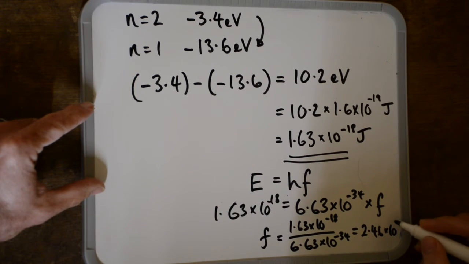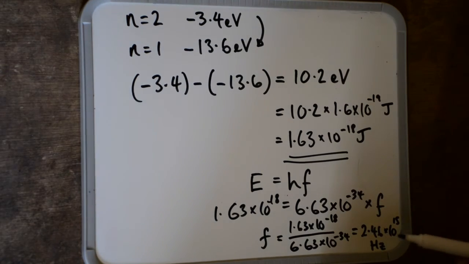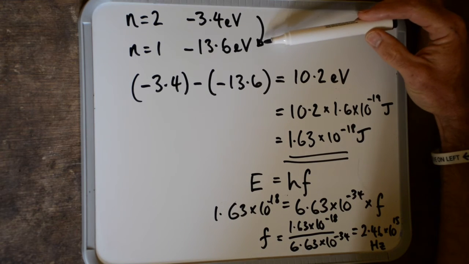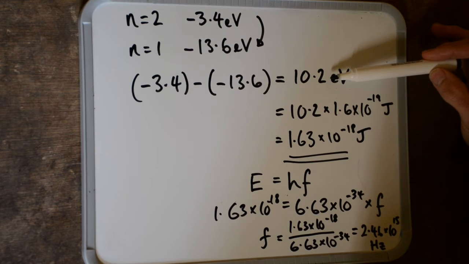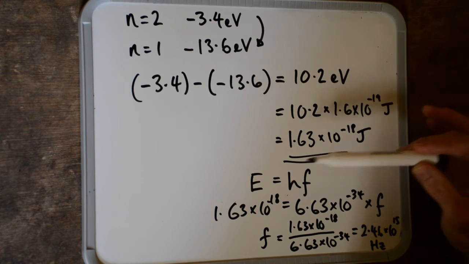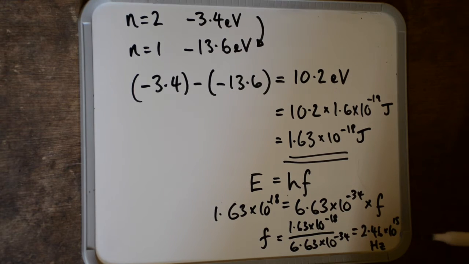times 10 to the 15, and because we're working in SI units, we get the SI unit of frequency, which is Hertz. So when the electron drops from n equals 2 to n equals 1, this is the amount of energy that's released in the form of a photon. This is it in joules, and this equation tells us the relationship between the energy in joules of a photon of light and its frequency. So we have a photon of light emitted that's 2.46 times 10 to the 15 Hertz.